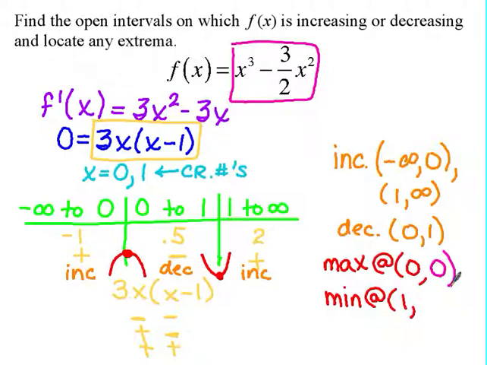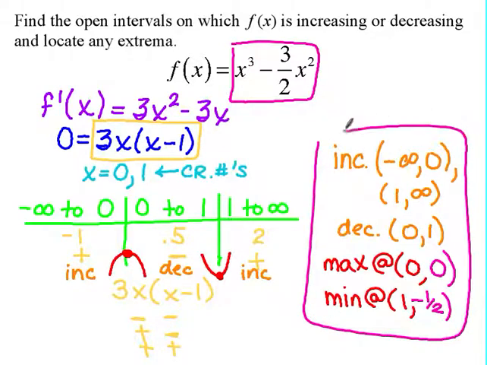Now if I plug 1 in, I get 1 minus 3/2, which is negative 1 here. And there's your extrema. Okay? So that is the whole problem in a nutshell. We have located where it's increasing and decreasing. We've located the max and min. And we've done all this without looking at the graph.